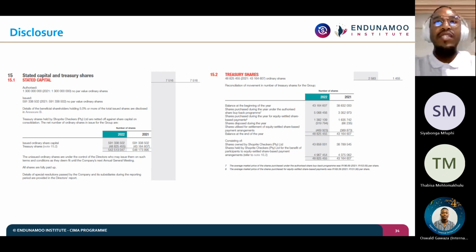And here is a reconciliation of sorts to say at the beginning of the year, there was a balance of 43,164,607 treasury shares, then purchases during the year, ultimately bringing us to the balance at the end of the year, and then a breakdown of what that balance consists of.